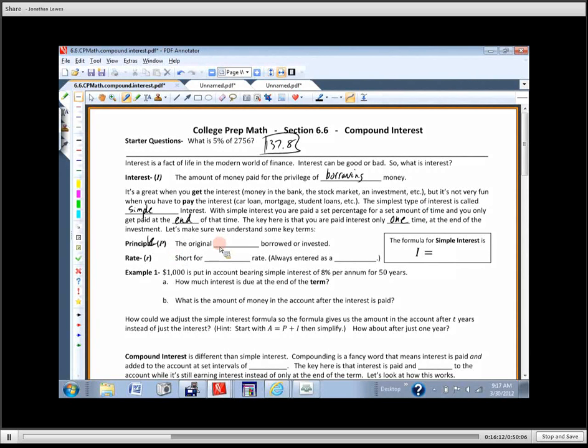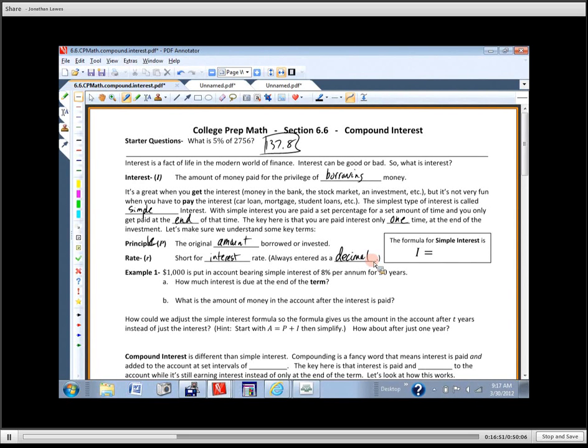The principal is the original amount that's borrowed or invested. So if I say principal, we're just talking about the amount that's put in the account. So if your grandparents put $100 in an account, we'd call that $100 the principal in the account. Okay, and then we use R for the interest rate. That's short for interest rate. And Shelby can help us out. This is always entered as a decimal. So we always enter the interest rate as a decimal.